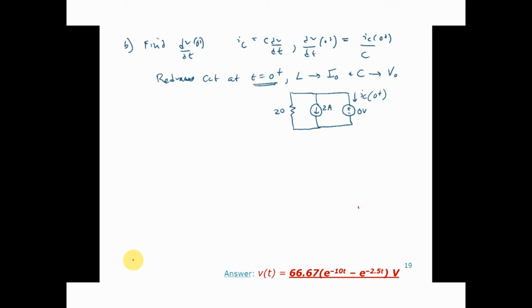Okay, so how do we find what's going on in that circuit? This is the hand-wavy part of the whole process. It's an art form in a way, but there is a logic to this. We have to reason our way to finding out what that current is at 0 plus, the current flowing into that capacitor.